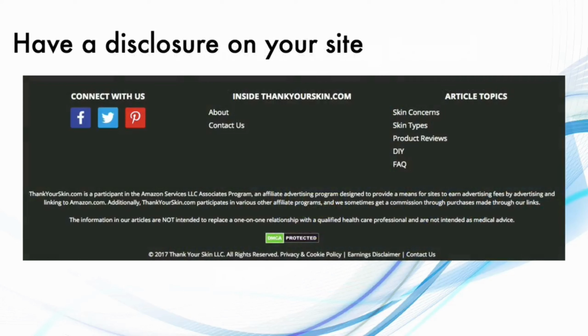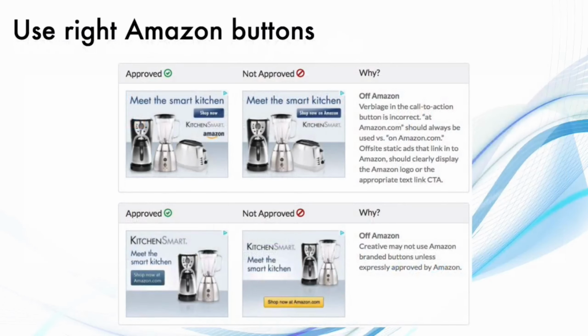First thing is have a disclosure on your site. In the footer of your niche site or your blog which promotes Amazon products as an affiliate, make sure that you have a disclosure like this. For instance, this particular website, thankyourskin.com, is a participant in Amazon Services LLC Associates program, an affiliate advertising program. Once you have given a disclosure like this, your users will start trusting you more, and also Amazon highly recommends you do that.